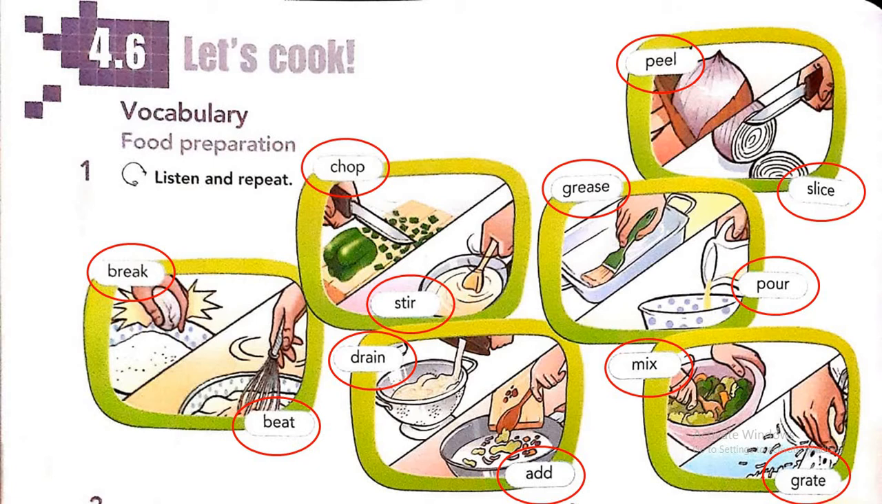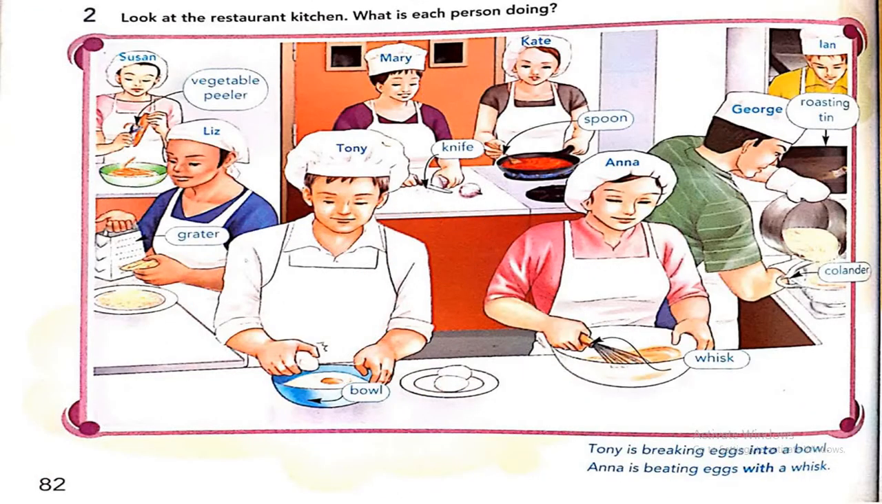Okay, when we are in the kitchen and preparing food. Good, so I will repeat the actions very quickly. Okay, we have bake, beat, chop, stir, drain, added, peel, slice, grease, pour, mix, and grate. And now let's move to exercise 2.